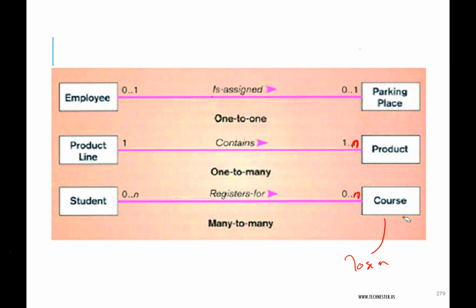Zero students register for zero course, and N students register for N course. Zero students registered for N course, and N students registered for zero course. Okay, you're breaking it down though to plenty, but it's fine. You are correct. You are perfectly correct in your analysis of it.